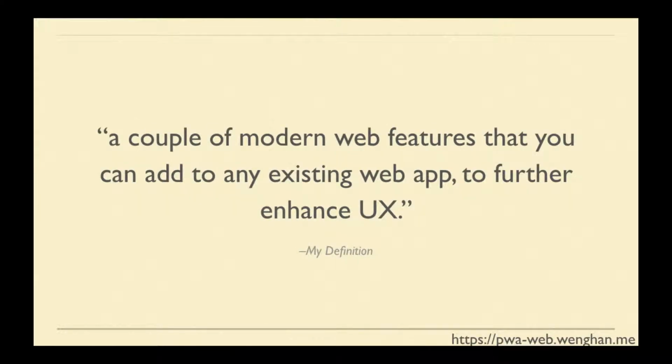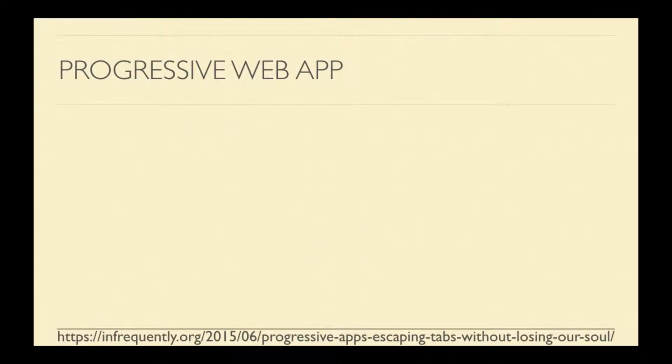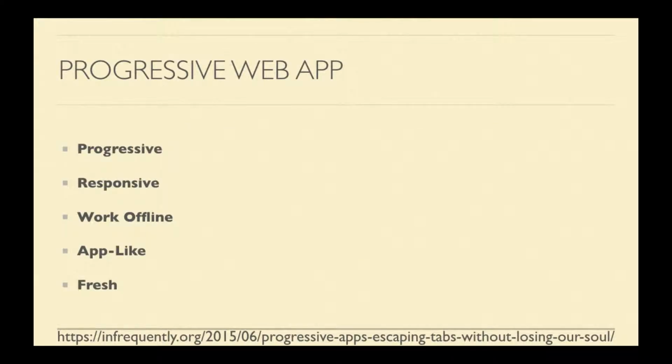My definition is that a progressive web app can be applied to any existing web app by adding just a couple of modern web features. What it does is enhance the user experience. So a progressive web app has 10 features. First is progressive, meaning that you can progressively add it.